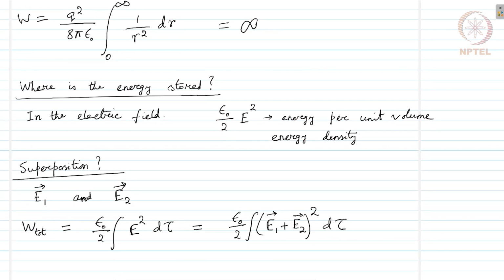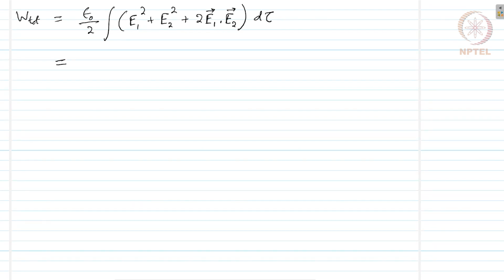So, what are we doing in terms of energy? Is the energy conserved, or what is happening here? That means the total work is epsilon naught over 2 integration of E1 squared plus E2 squared plus 2 E1 dot E2 integrated over d tau, which is work for the first electric field plus work for the second electric field plus epsilon naught times integral of E1 dot E2 d tau.